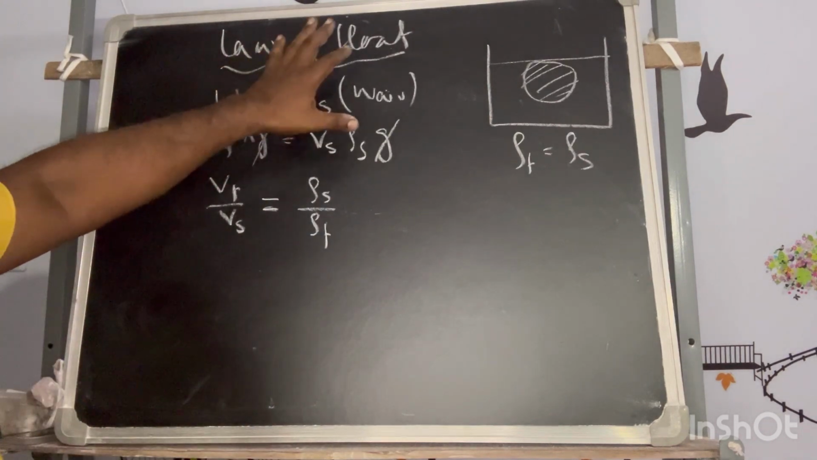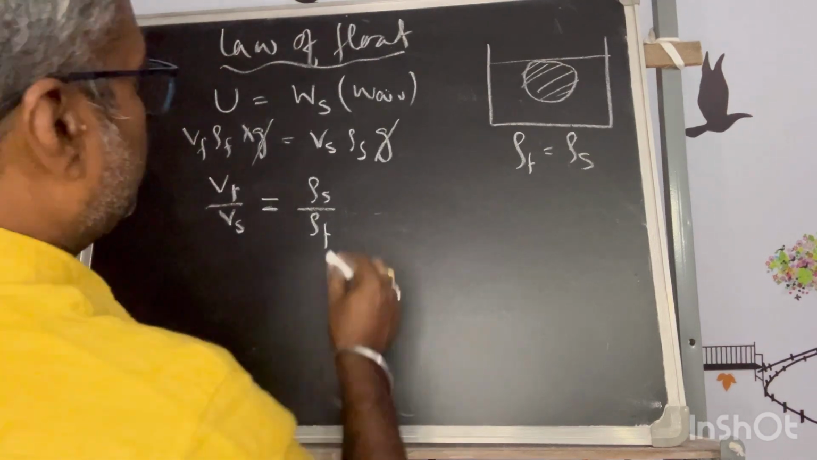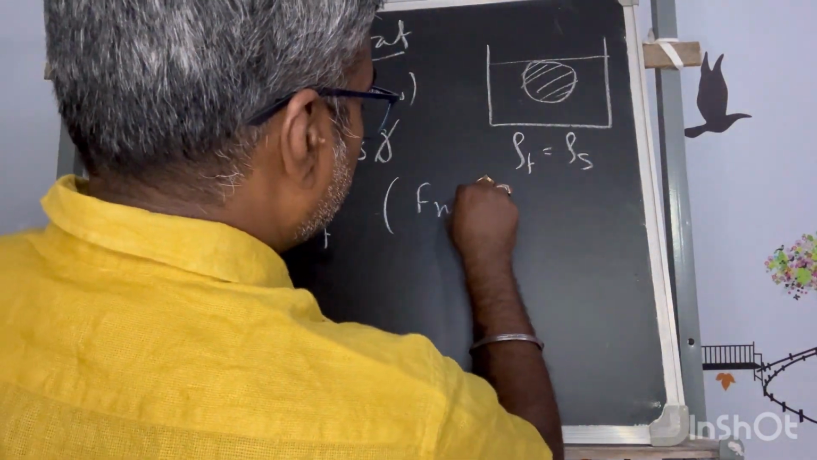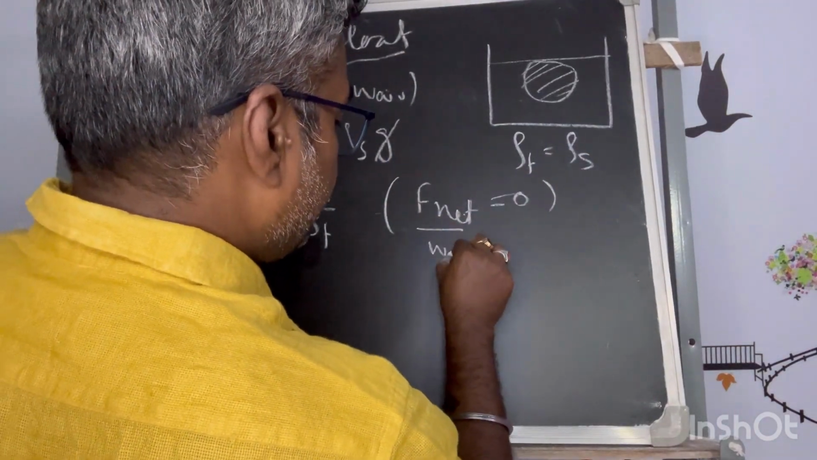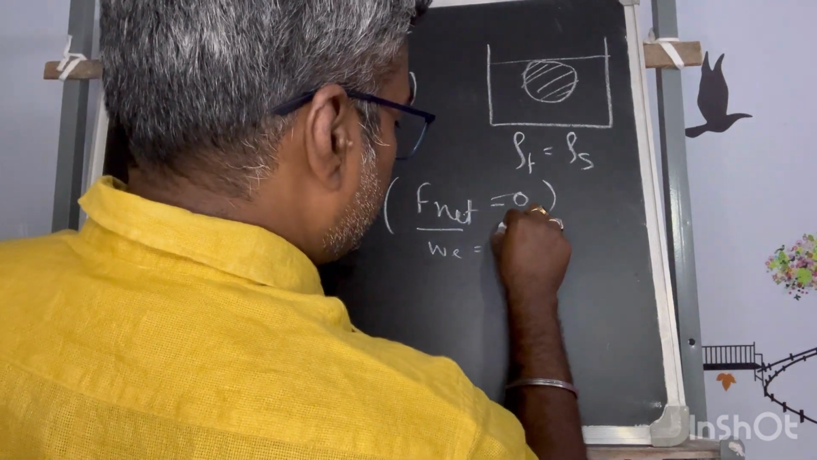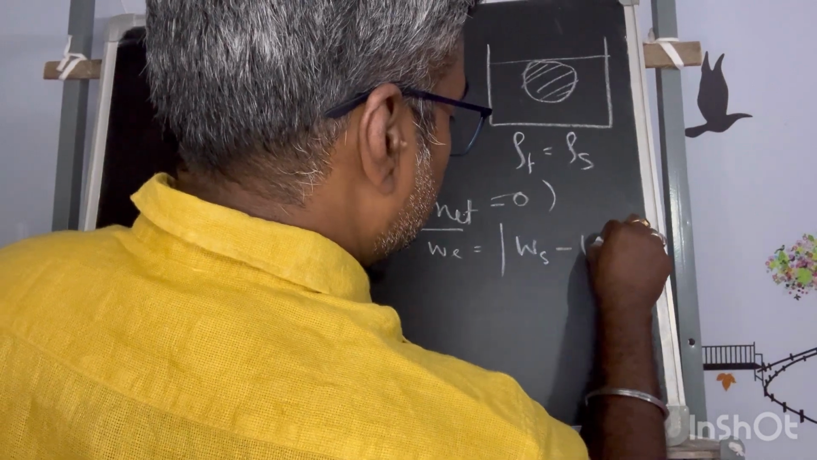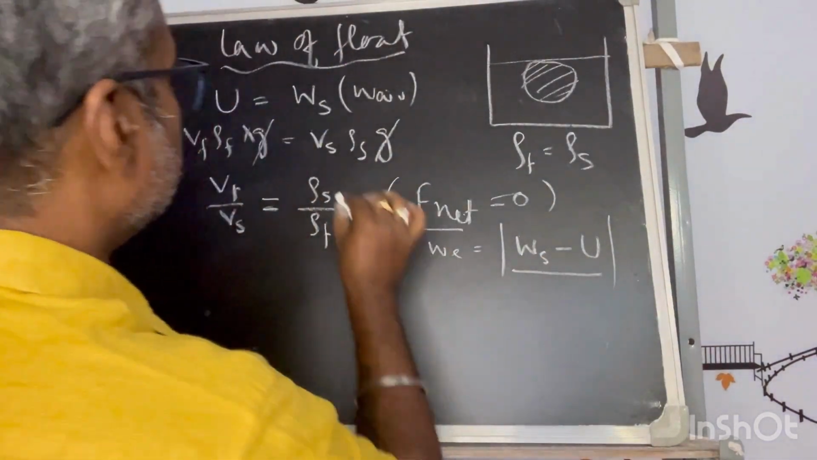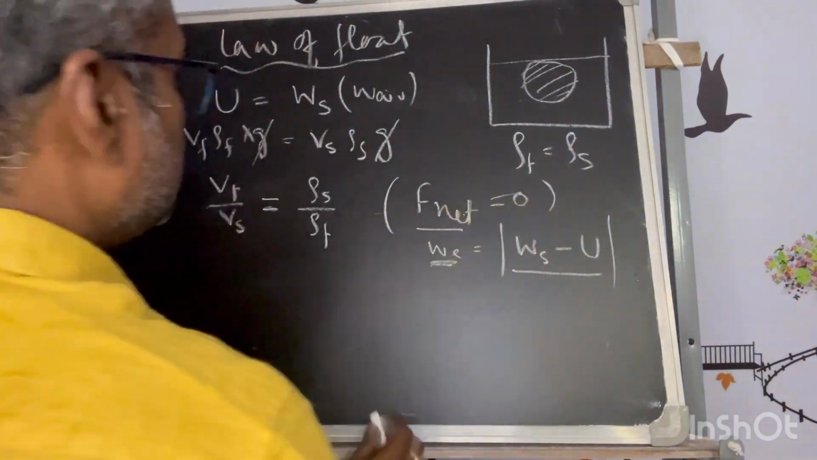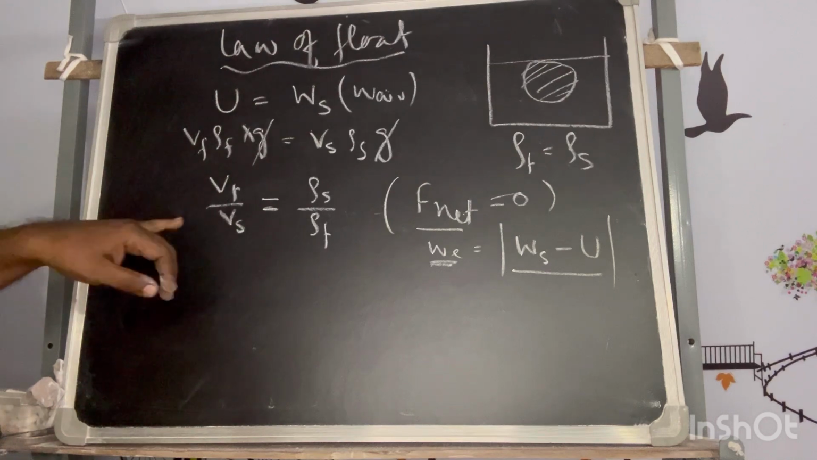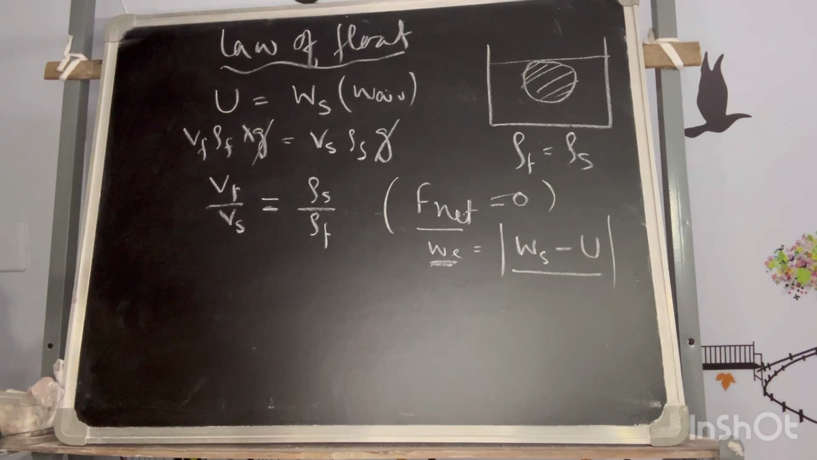This is the condition of the law of flotation, or you can say the equilibrium. That means the F net is equal to 0, because F net is nothing but the effective weight, which in this case is Ws minus U. If these are equal, the net force or the effective weight is equal to 0. There is no additional force. In that case, Vf by Vs is equal to rho s by rho f.